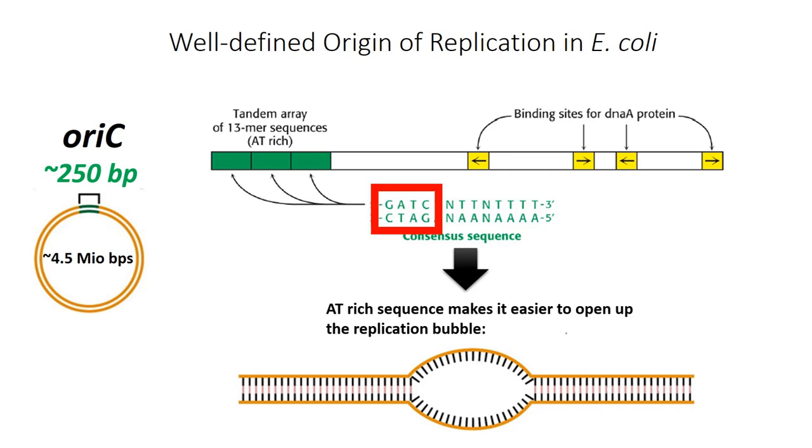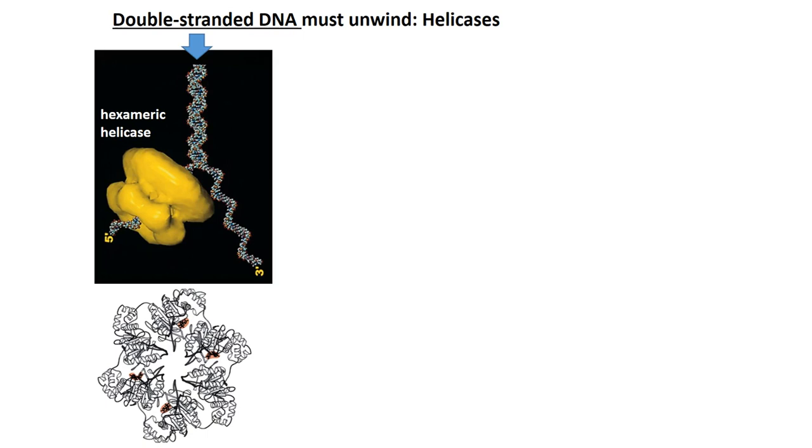And lastly, we see the binding sites for the DnaA protein. So this protein now recruits our first machine, the helicase. And here you see the remarkable structure of this hexameric helicase. What this does is it uses ATP, the real ATP, as a fuel in the cell, and not the dATP, the deoxy, that is now being incorporated into this polymer.